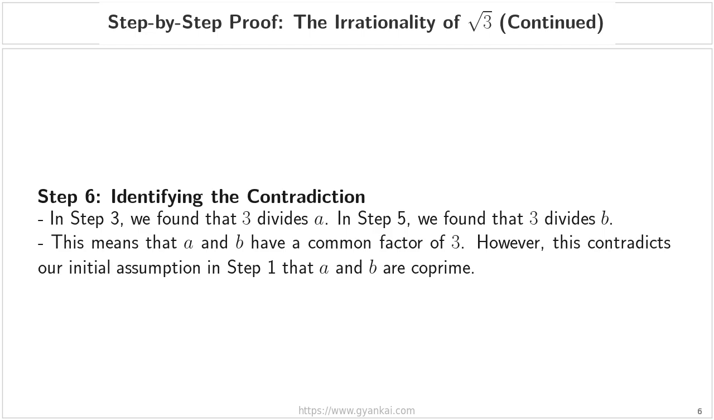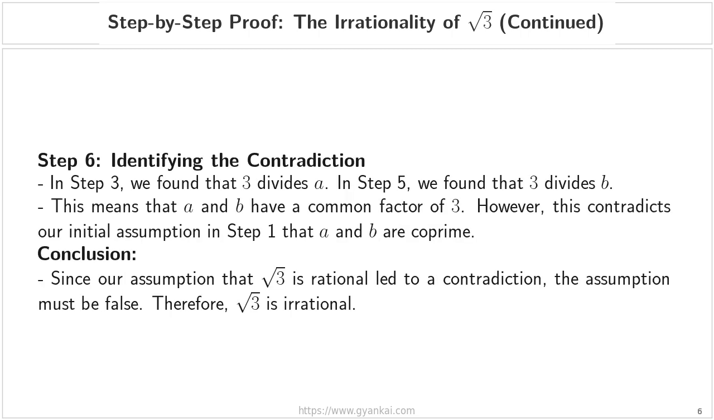Now, think back to our very first step, where we set up our initial assumption. In step 1, we stated that a and b are coprime, meaning they have no common factors other than 1. We have now hit a logical wall. Our findings directly contradict that starting premise. This brings us to our final conclusion. Because our initial assumption, that the square root of 3 is a rational number, led us directly into this logical impossibility, that assumption cannot be true. Therefore, we have successfully proven that the square root of 3 is, in fact, irrational.